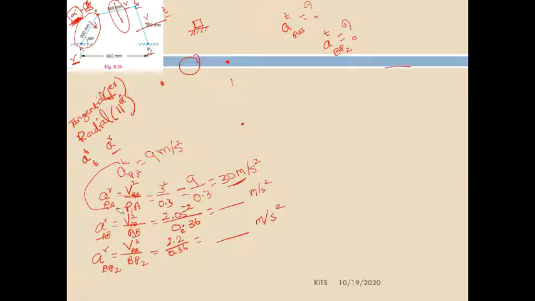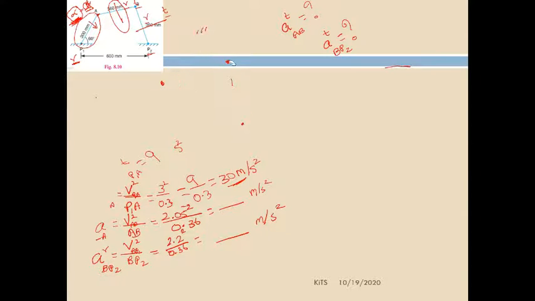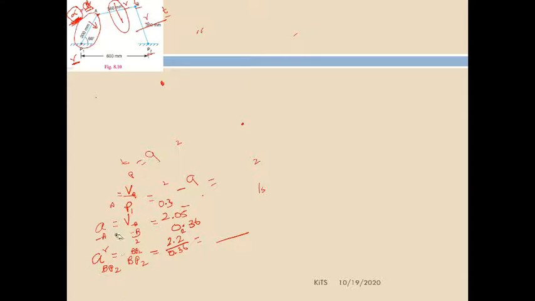Let me erase everything and then I will show the next thing. Meanwhile, you just recollect the things. In a few seconds I will start the class again. Okay, nearly I have erased everything.